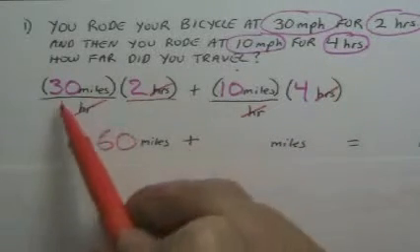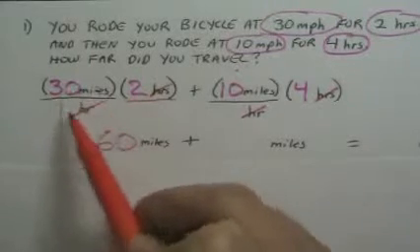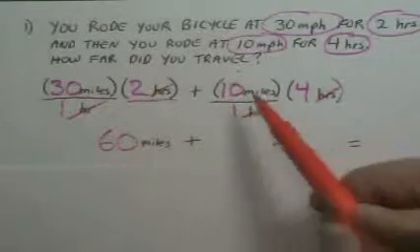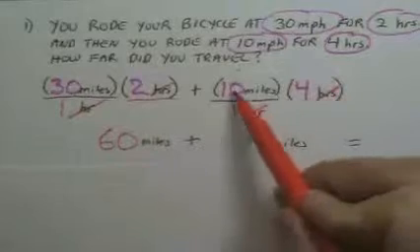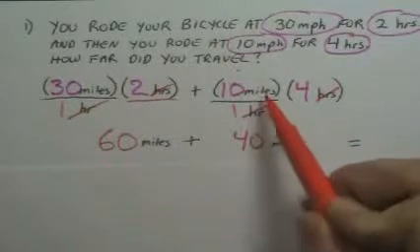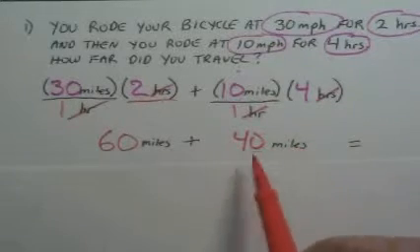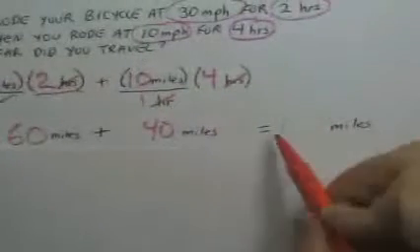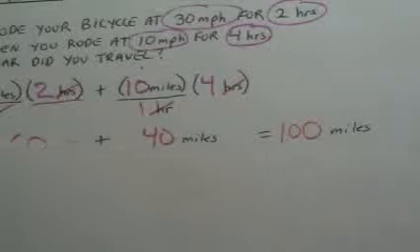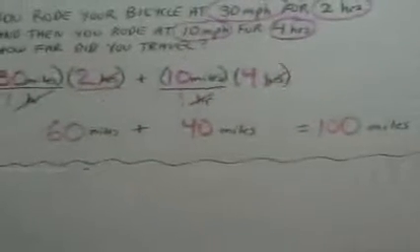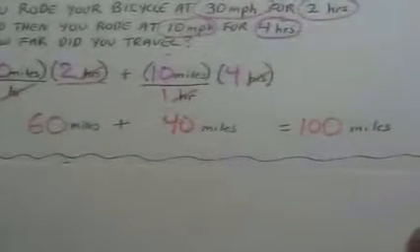And over here, again, the hours cancel. If you want to, you could say 30 miles for 1 hour, 10 miles for 1 hour. So the hours cancel. 10 times 4 is 40. And see the units? Miles, 40 miles. 60 miles plus 40 miles is 100 miles. That's a long ways. Very good job.